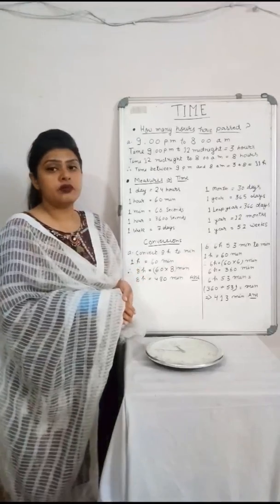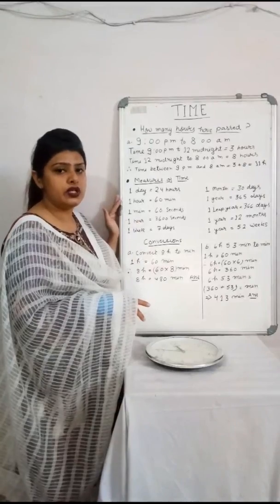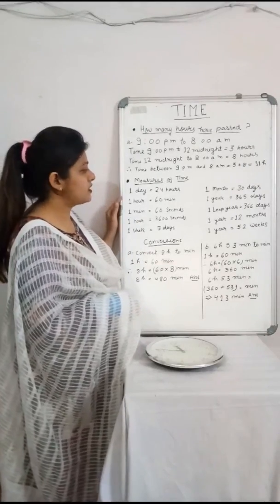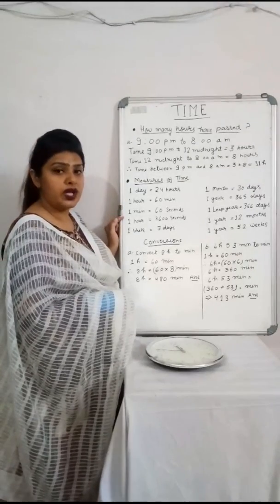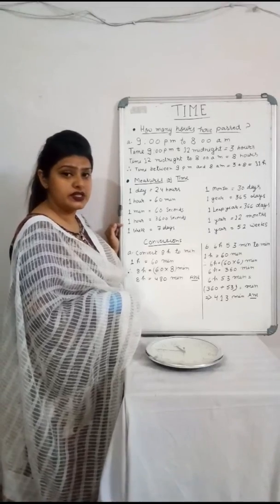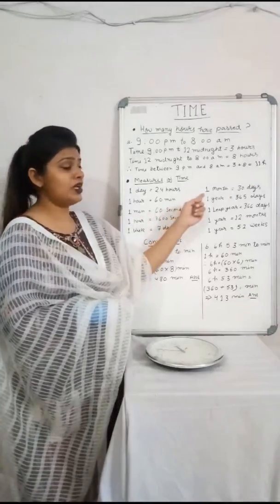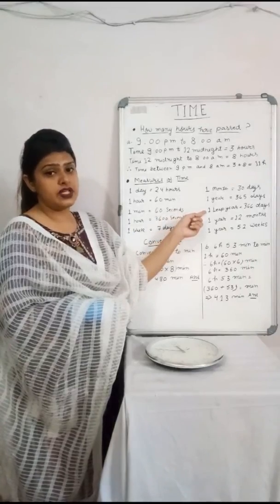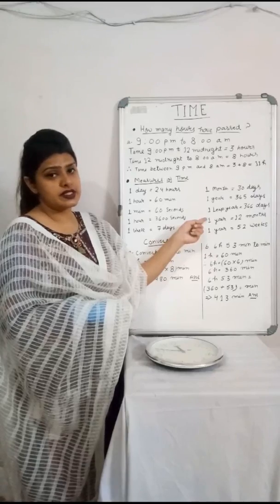Now move on to measures of time. These are important measures which you already know as it has been taught to you in the previous class. 1 day is equal to 24 hours, 1 hour is equal to 60 minutes, 1 minute is equal to 60 seconds, 1 hour is equal to 3600 seconds, 1 week is equal to 7 days, 1 month is equal to 30 days, 1 year is equal to 365 days, 1 leap year is equal to 366 days.